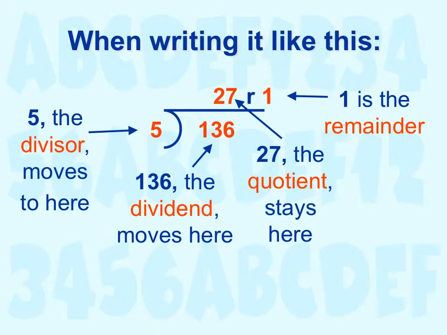Now this might be a way that you recall working long division problems with the quote-unquote house, where 5, the divisor, is what we call the visitor outside the house knocking on the door trying to get in. 136 is the dividend. It's the number waiting in the den for the visitor to come in. 27, the quotient, is up on top on the roof. Then we have the lowercase r, where 1 is the remainder.